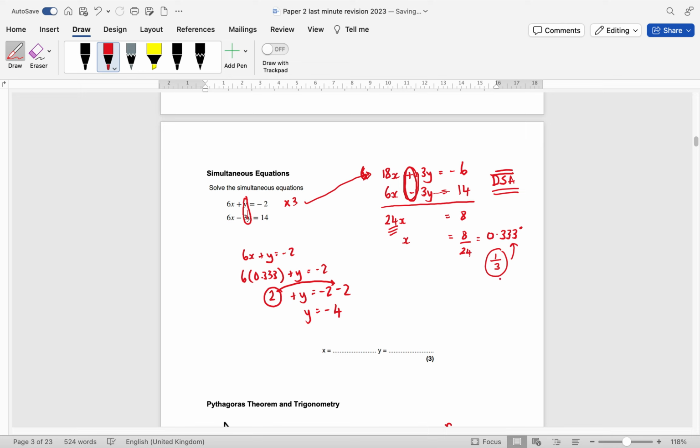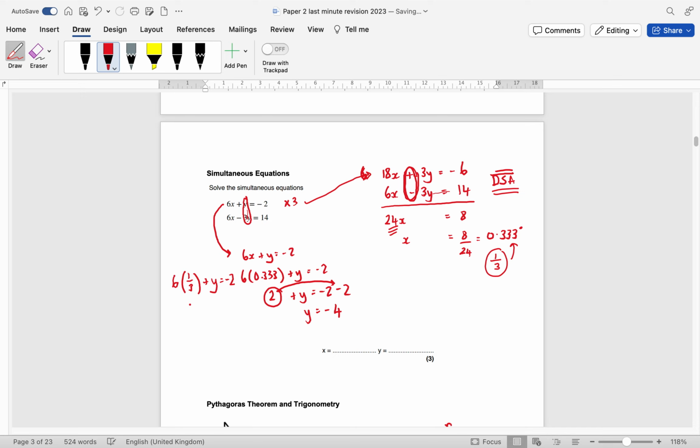I was thinking of just leaving it as a third, to be honest, and working with it as a fraction. Probably I should have, because as soon as I change it to a decimal, I kind of lose accuracy, because it's actually 0.3 recurring. If I was then substituting it in to here, I've taken the first equation and written it here, but because I know x is a third, maybe I should have written instead 6 times a third instead of 0.33333, plus y equals minus 2.